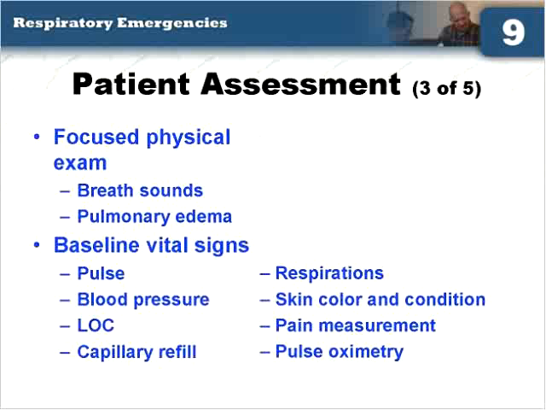Then you're going to go on to your focused physical exam. You're going to listen to breath sounds. Again, this is a crucial part, guys. A lot of EMTs leave that for the medics. Listen to the lung sounds. Listen to see what you have in there. See if you hear anything.